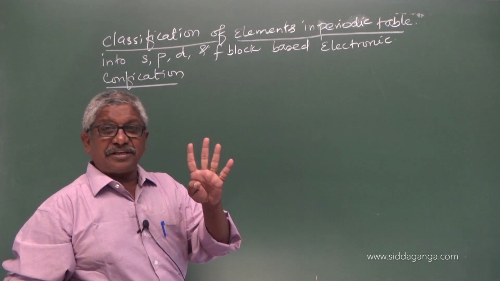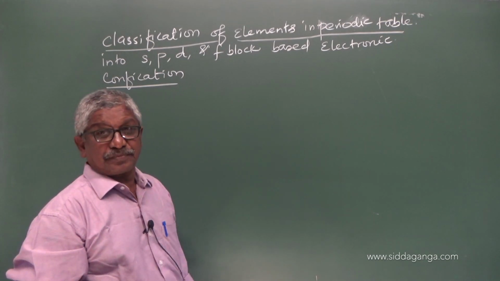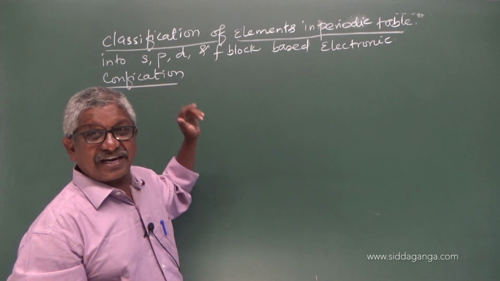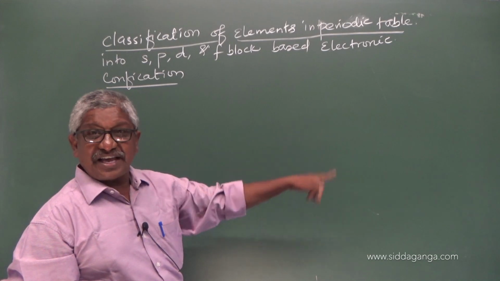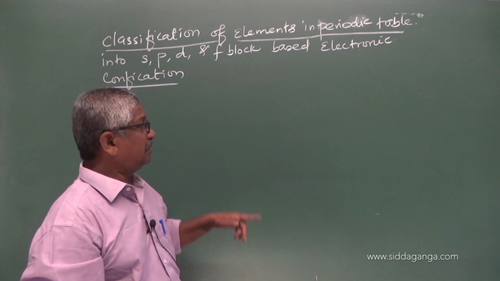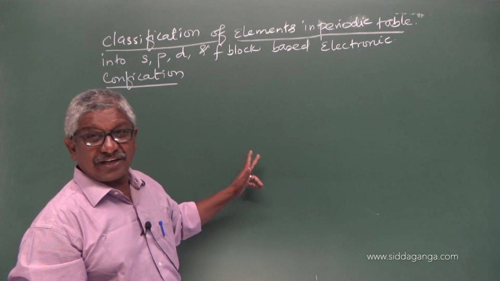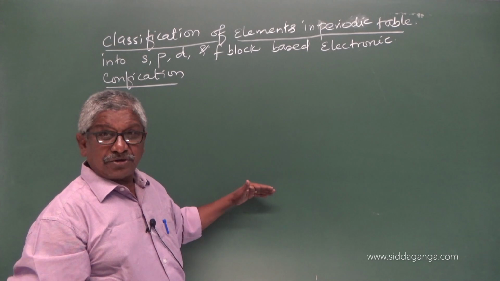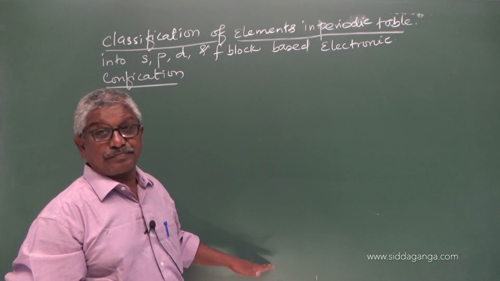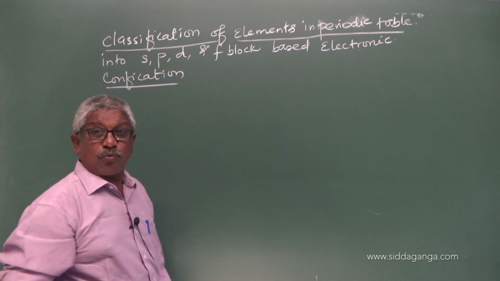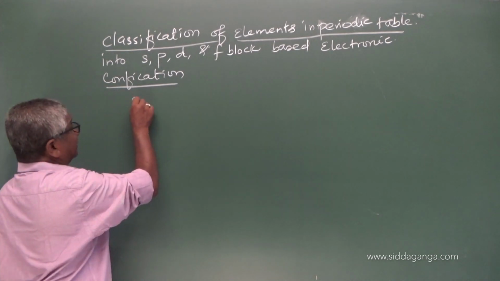So totally the modern periodic table has 4 blocks. Extreme left is the very reactive S block, extreme right is the P block. In between S and P it is the D block, about 10 groups. Below the main periodic table the F block is available. Now we will see block by block. First we will see the S block.